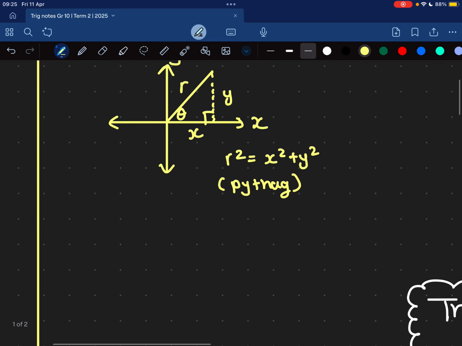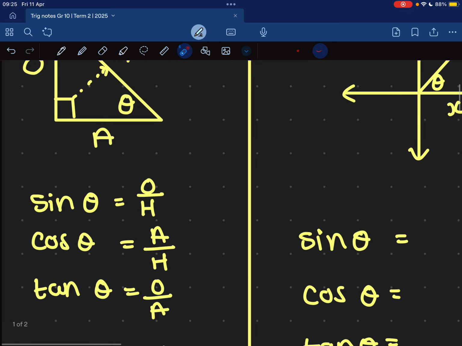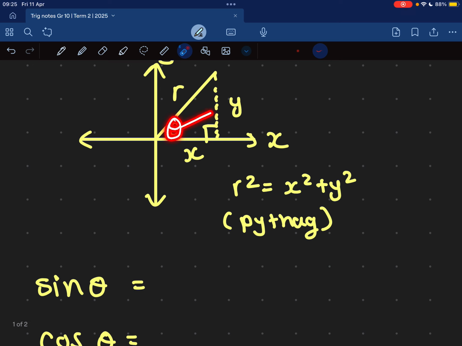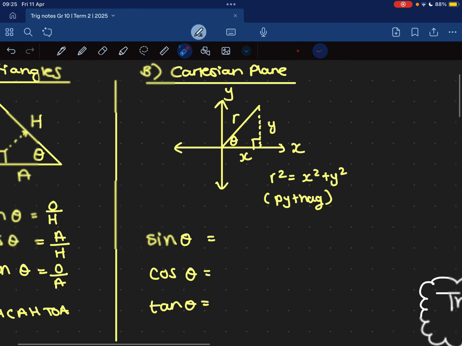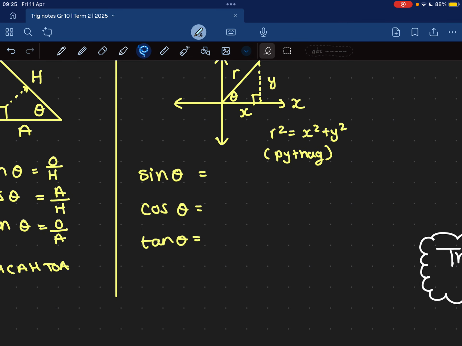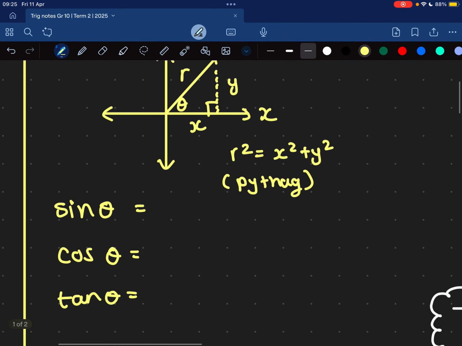Okay, so if we continue, we'll see that our ratios now are sine of theta, cos of theta, and tan of theta. Notice that when we look at this triangle, sine of theta is opposite over hypotenuse, but that hasn't changed. When we go to theta, the side that is opposite to theta is still going to be y. So it's not like we are reinventing the wheel or doing something completely brand new. We're still doing the same thing. It's just now we're going to use coordinates on the Cartesian plane instead.